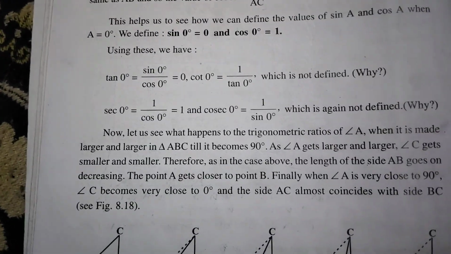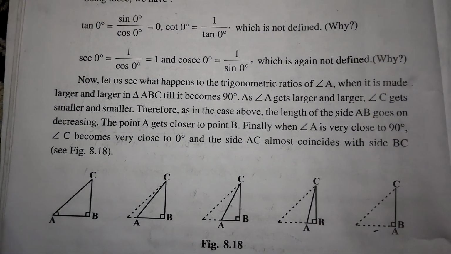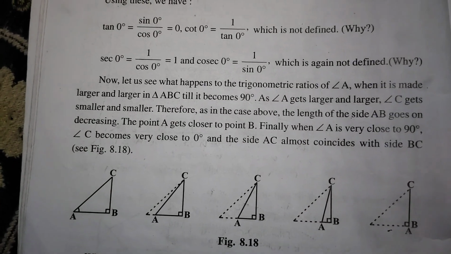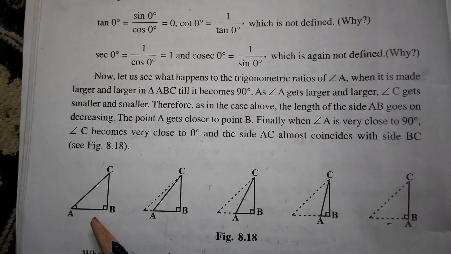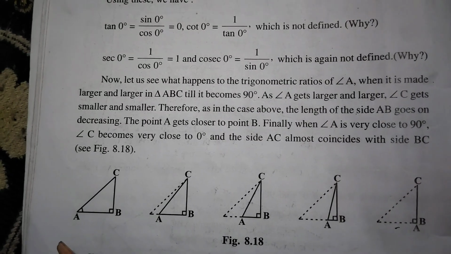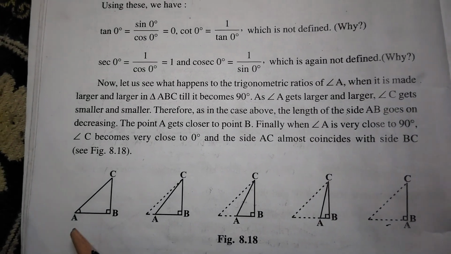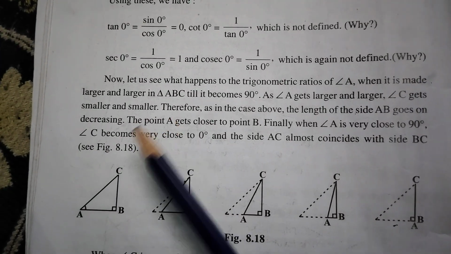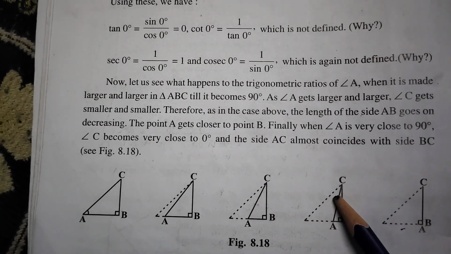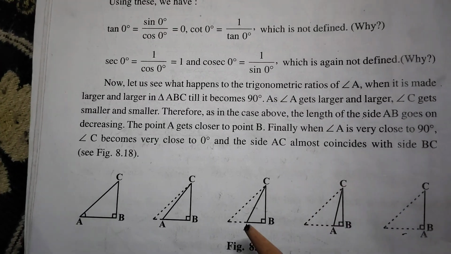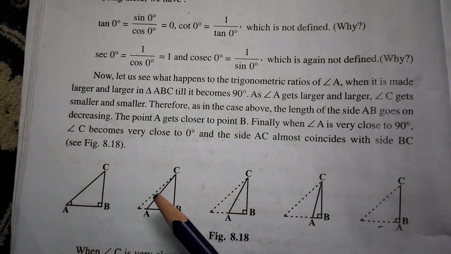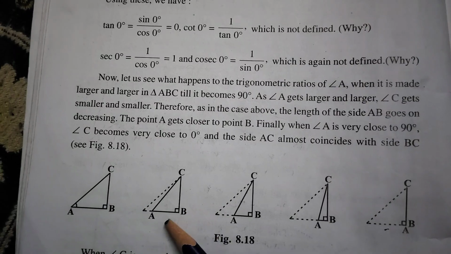Now let us see what happens to the trigonometric ratios of angle A when it is made larger and larger in triangle ABC till it becomes 90 degree. As angle A gets larger and larger, angle C gets smaller and smaller. Therefore, as in the case above, the length of the side AB goes on decreasing. The point A gets closer to point B.